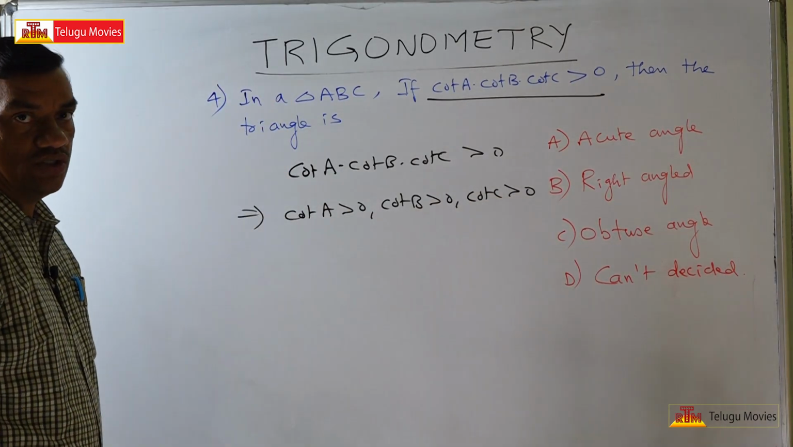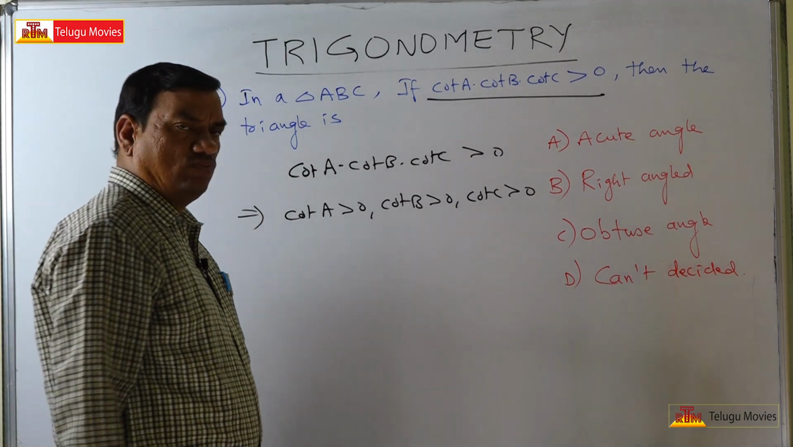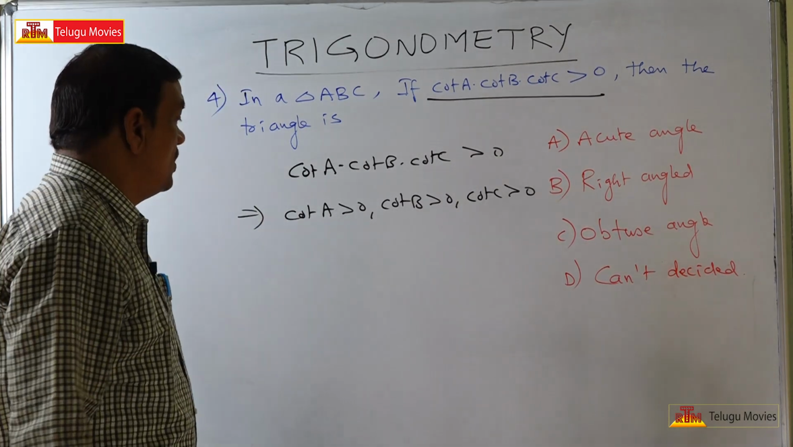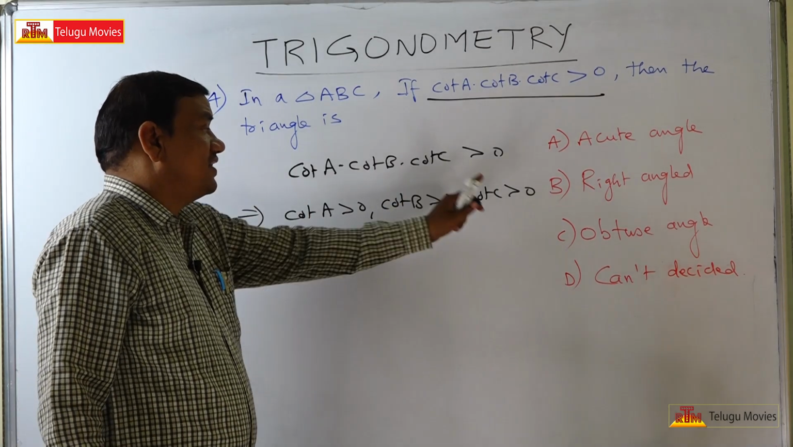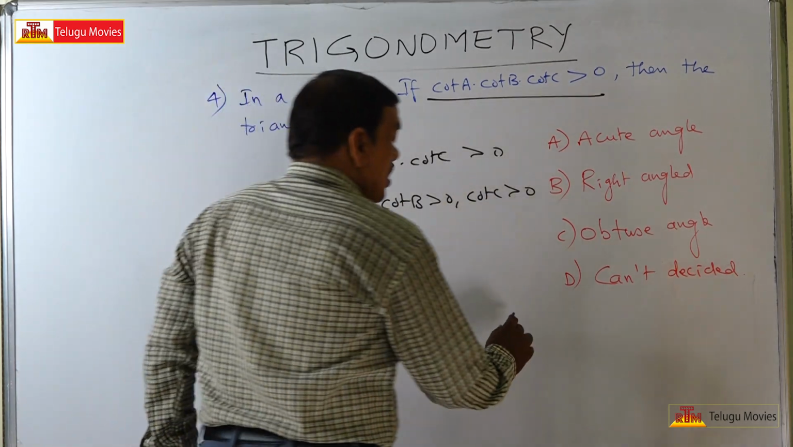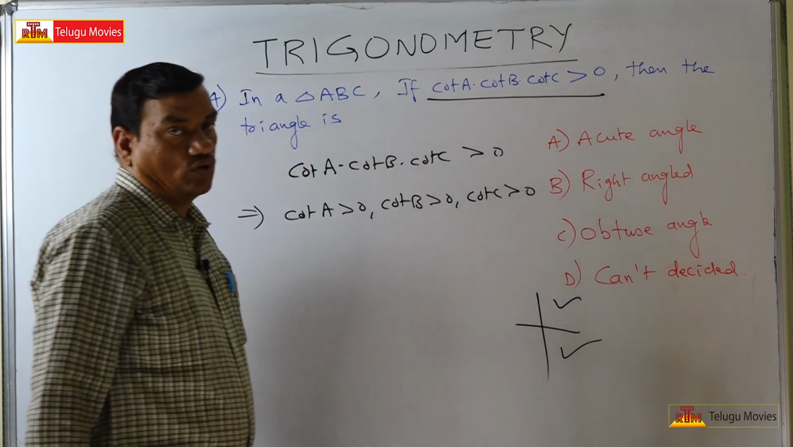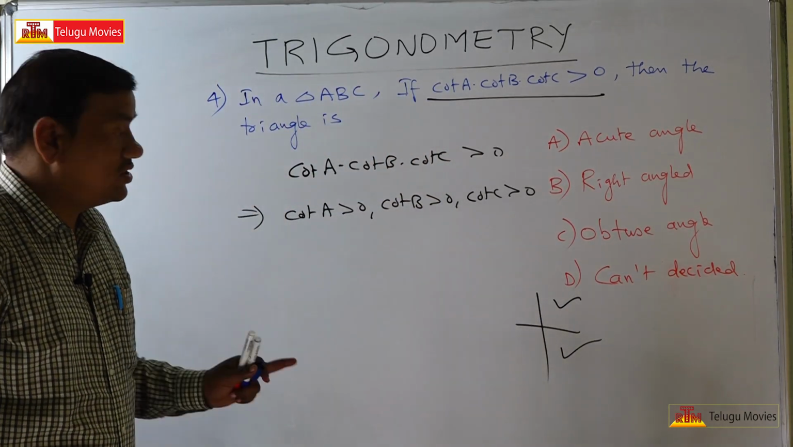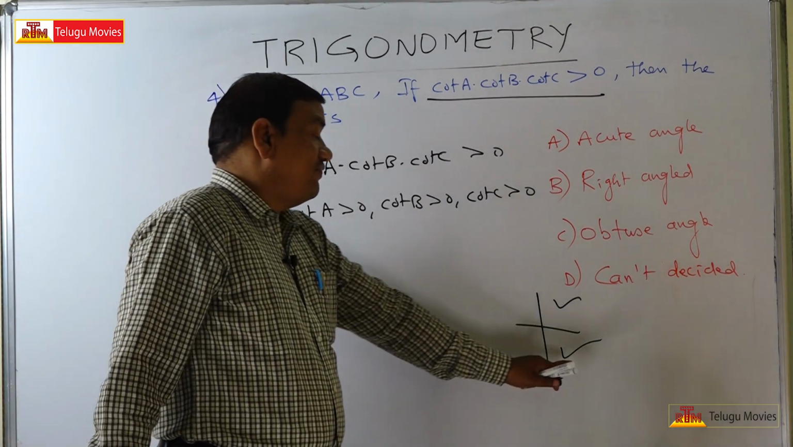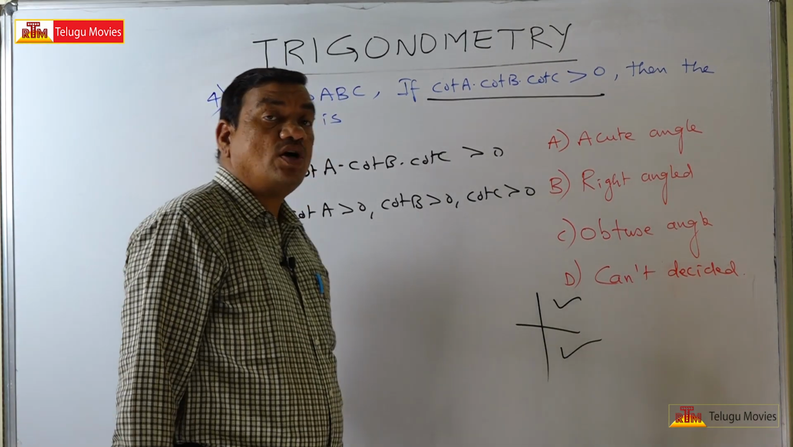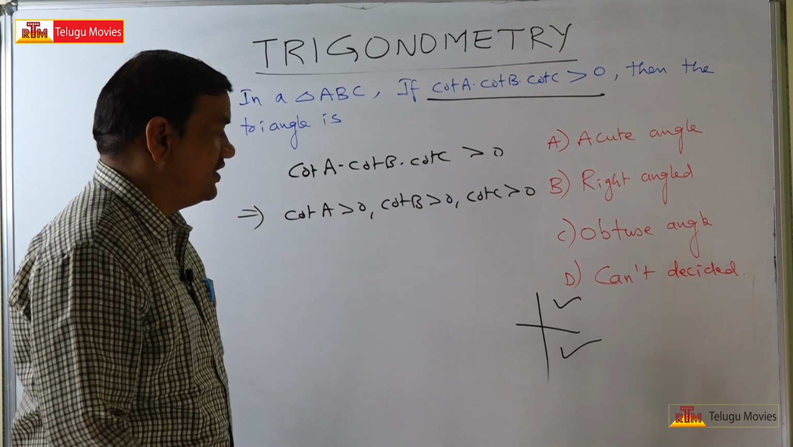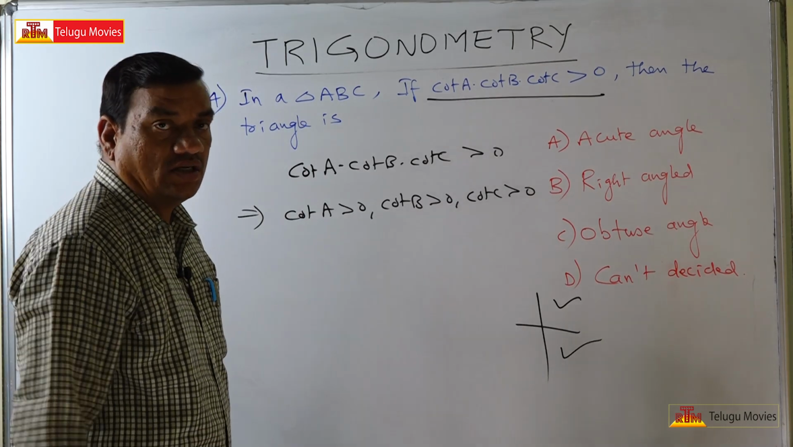One of the possibilities. All three should be possible: cot A greater than 0, cot B greater than 0, cot C greater than 0. Cot is positive in which quadrants? First quadrant and fourth quadrant. All Silver Tea Cups. If it is the first quadrant, is it possible? Shall we take that it is in the fourth quadrant?